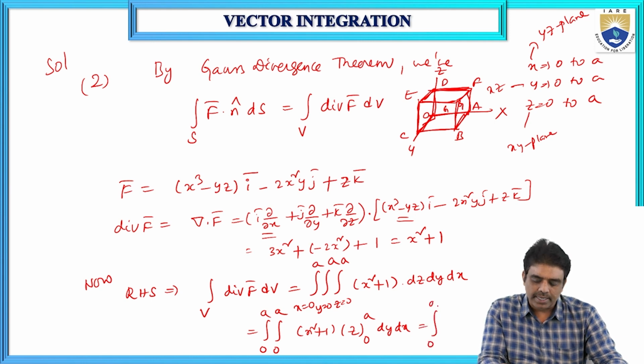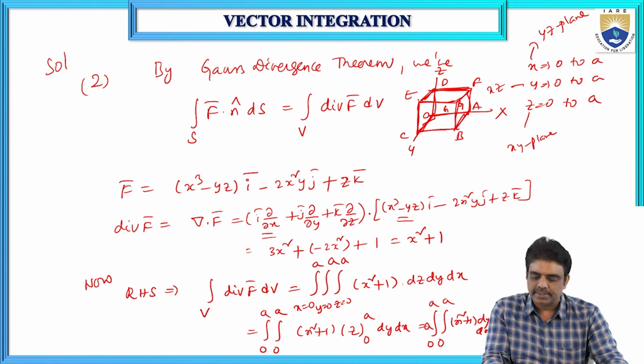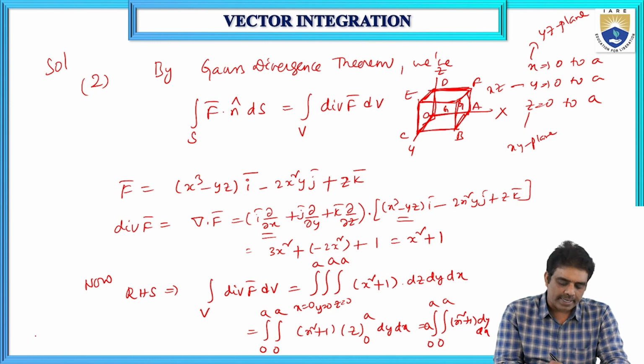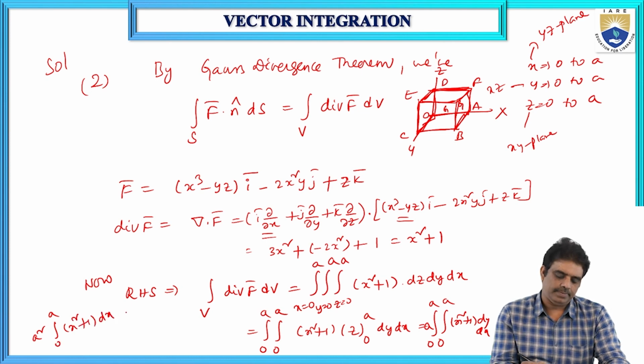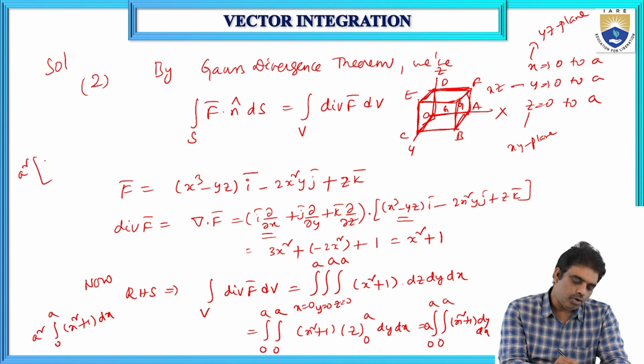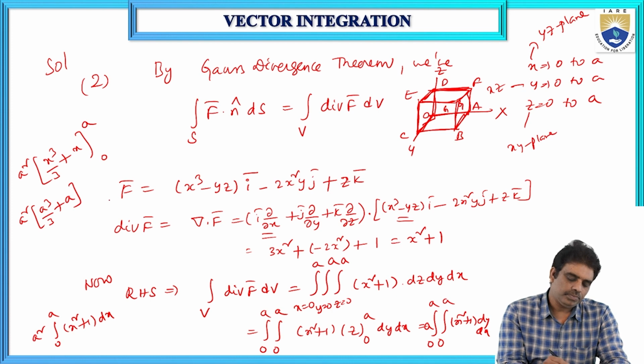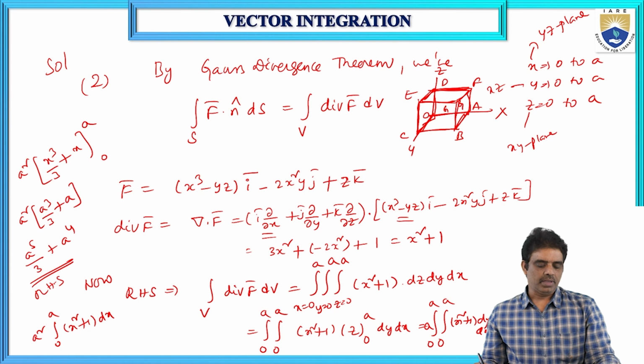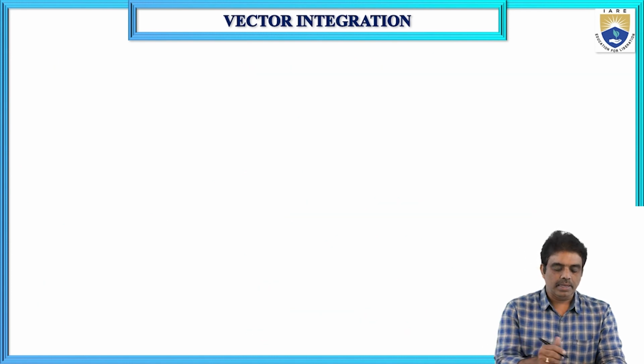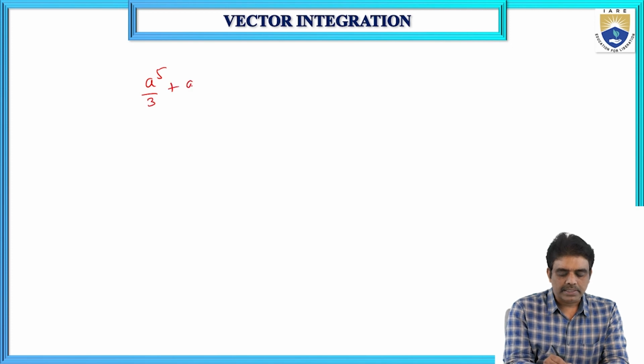So what is the value? 0 to a, 0 to a, and it is a minus 0, a constant, times x square plus 1 dy dx. Again integrating with respect to y, a into a square, 0 to a, x square plus 1 dx. So I write here a square into x cube by 3 plus x between 0 and a. That is a square into a cube by 3 plus a minus 0, or this is a power 5 by 3 plus a power 4.